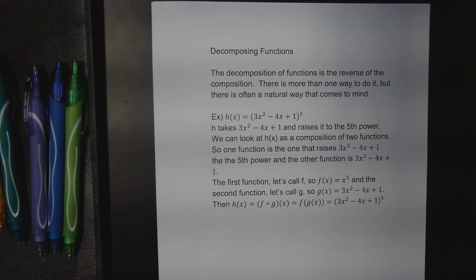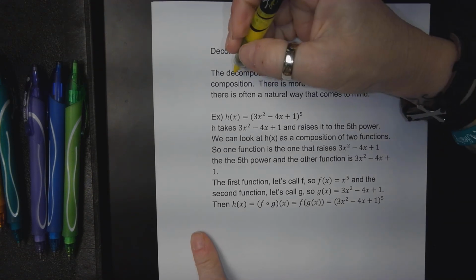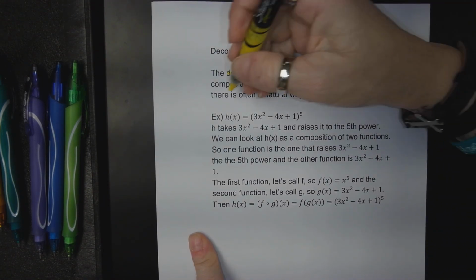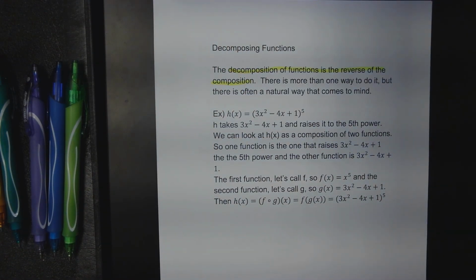Anyway, the decomposition of functions is the reverse. So we're just undoing what you just learned to do, right? There's more than one way to do it. But there's often a natural way, like you're just like, oh yeah, that's what needs to come out, and that would just be f of x. So we're going to learn to take h of x and decompose it back to where it's f of x and g of x, okay?